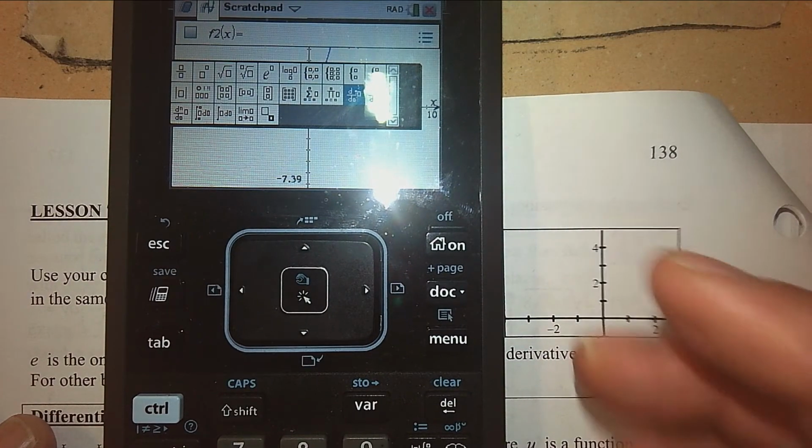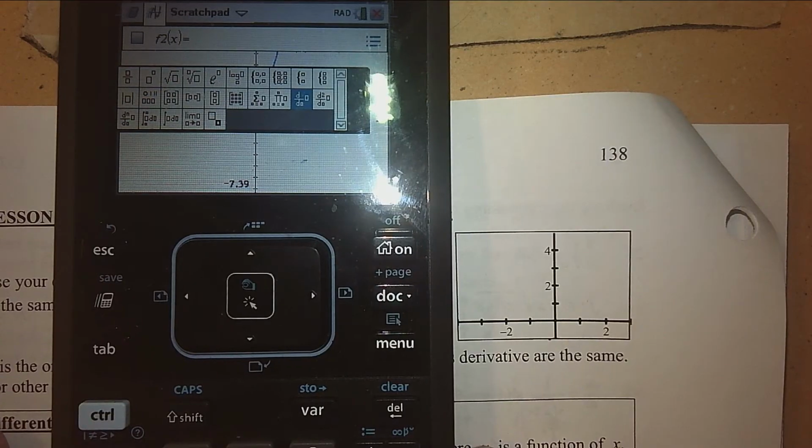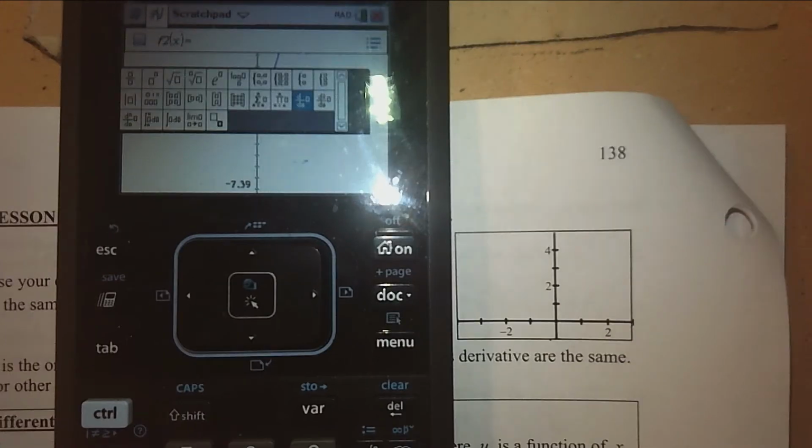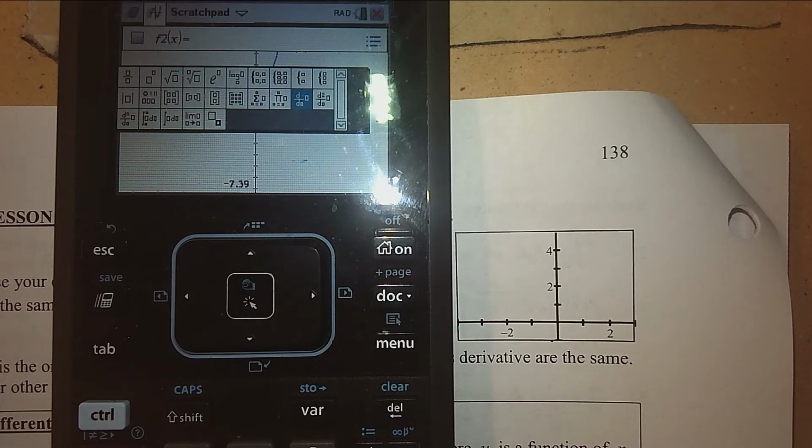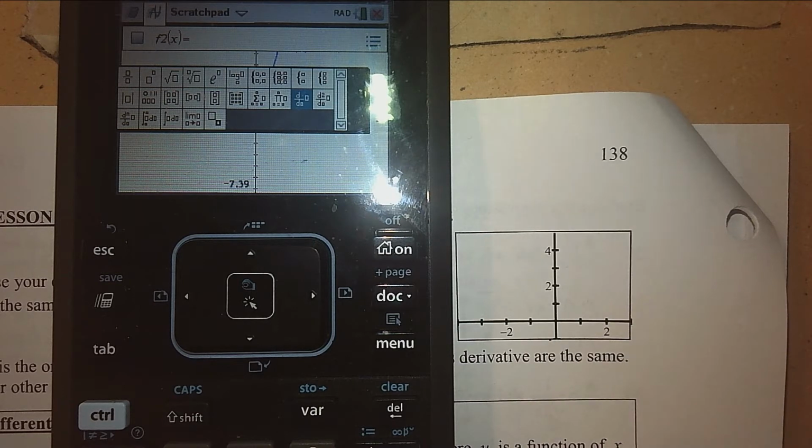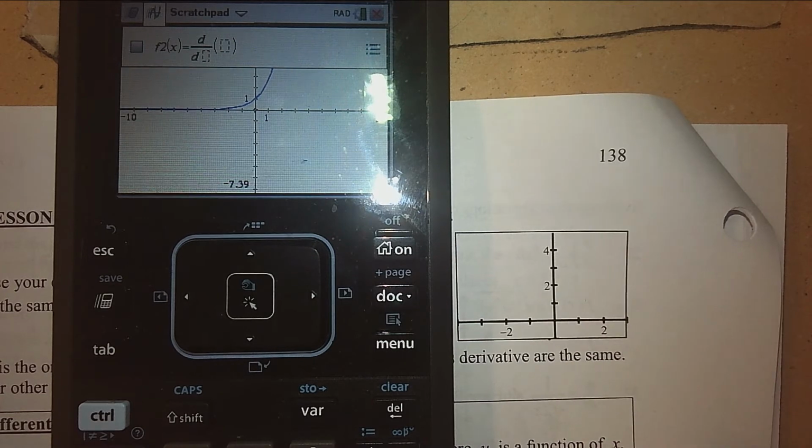So press that button. Can you highlight over the derivative one, not the integration one? And then press enter. I'll give you a moment. It's not going to blow up or nothing. Press enter. Did you get what I got?